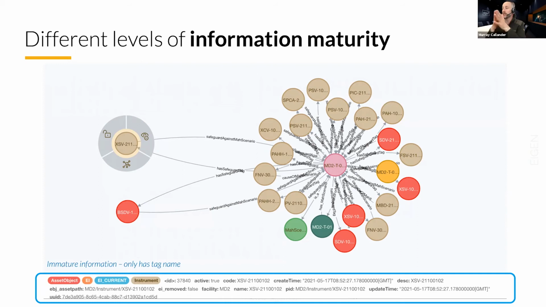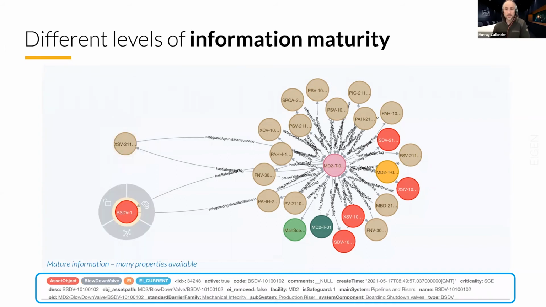So this object here in beige that's highlighted only has the basic info. We have its name, the fact that it's XSV 211-00102, and we use that as its code. But for some of the other information, we were able to get more details. So this second node here, it's also an instrument, but we have the fact that it's specifically a blowdown valve, and we have a load of other properties about it.